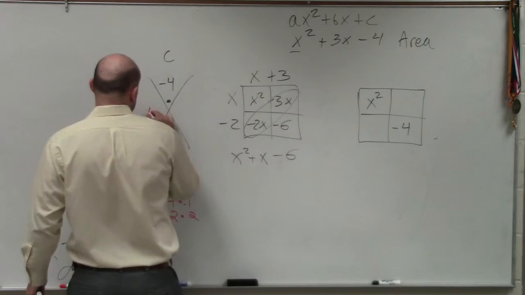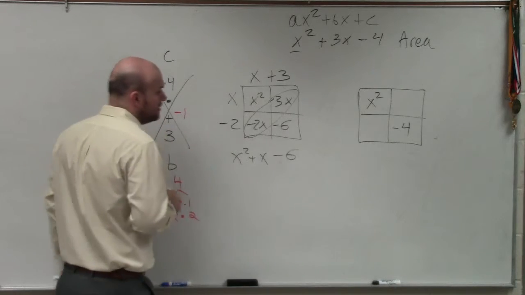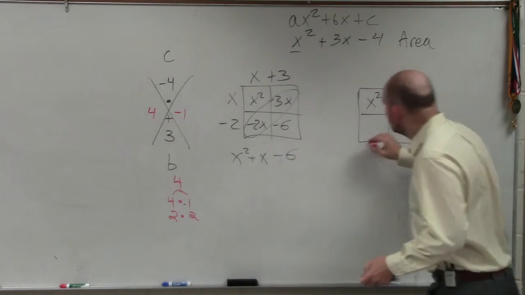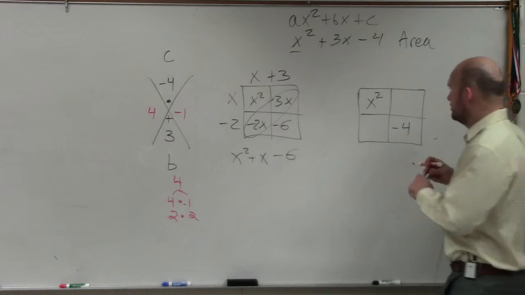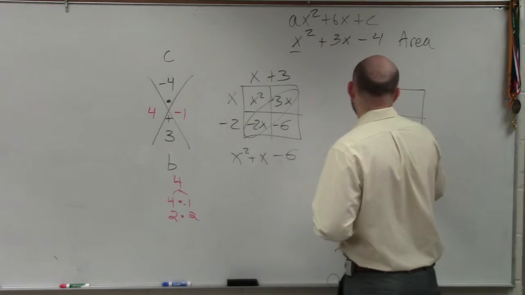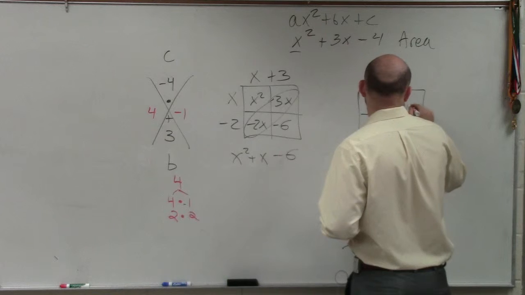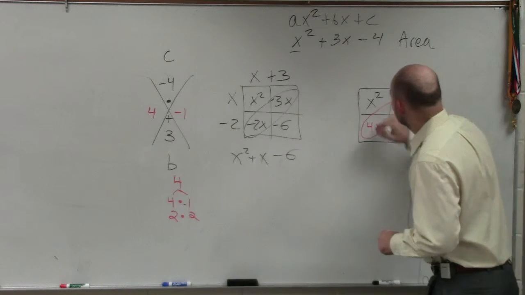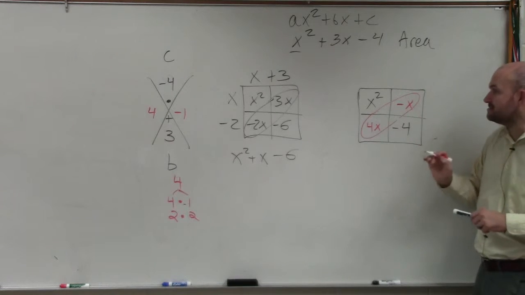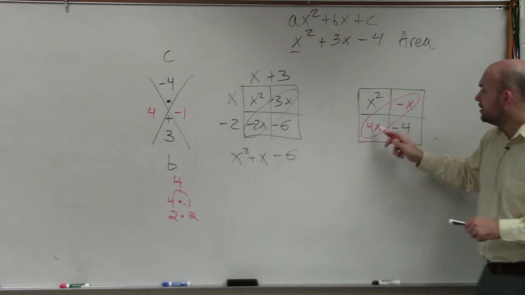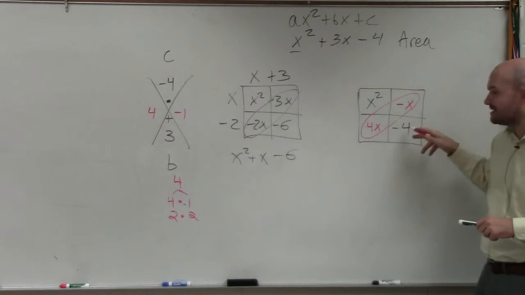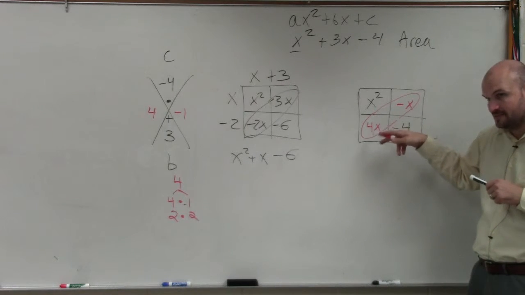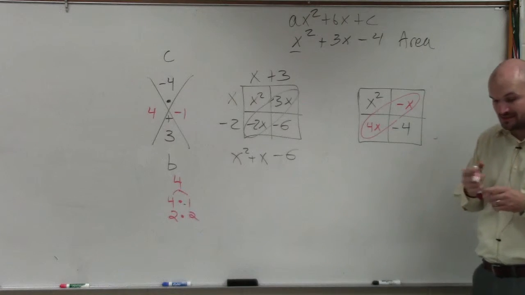So I'll write +4 and -1. But remember that +4 and -1, those are the two terms that add to give you this. So I'm going to write 4x and -x. Do you guys agree with me that if I multiplied and I got this as my answer, I have x squared, 4x minus x is 3x, and then -4? Does that make sense? That's why we put them with x's in there, because they add up to give you positive 3x.